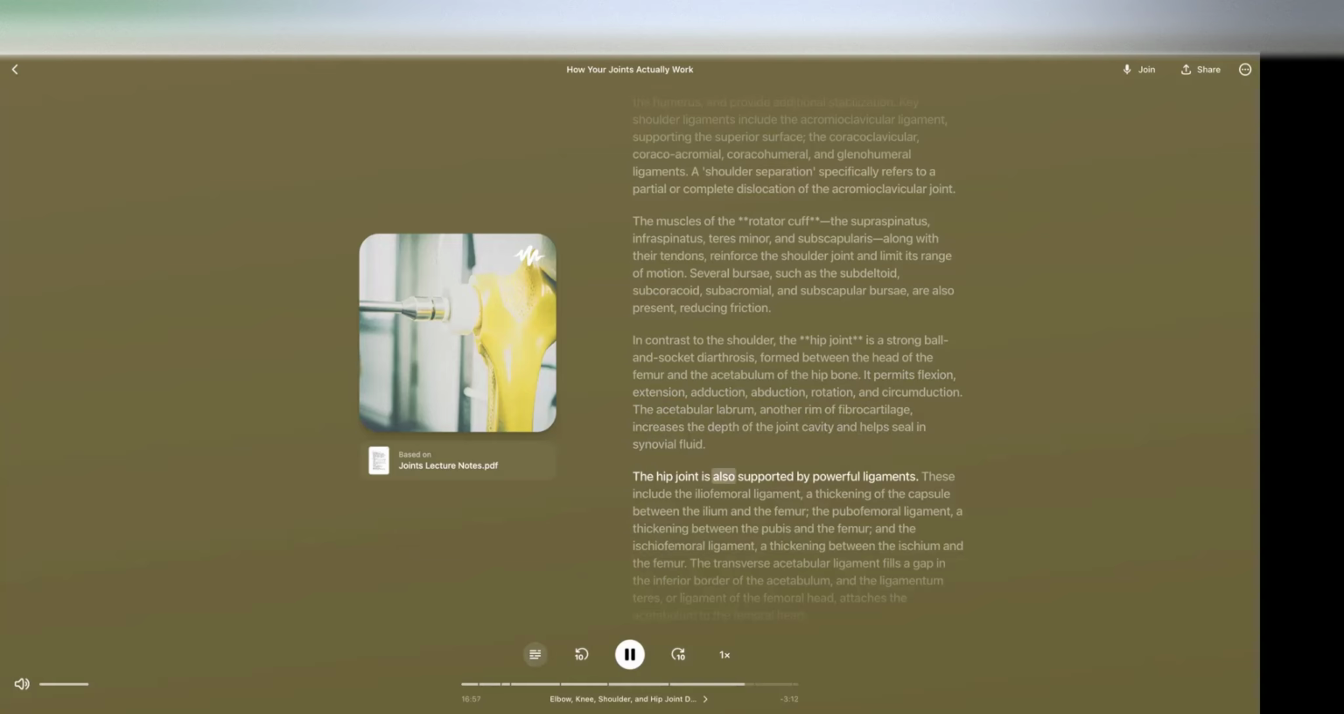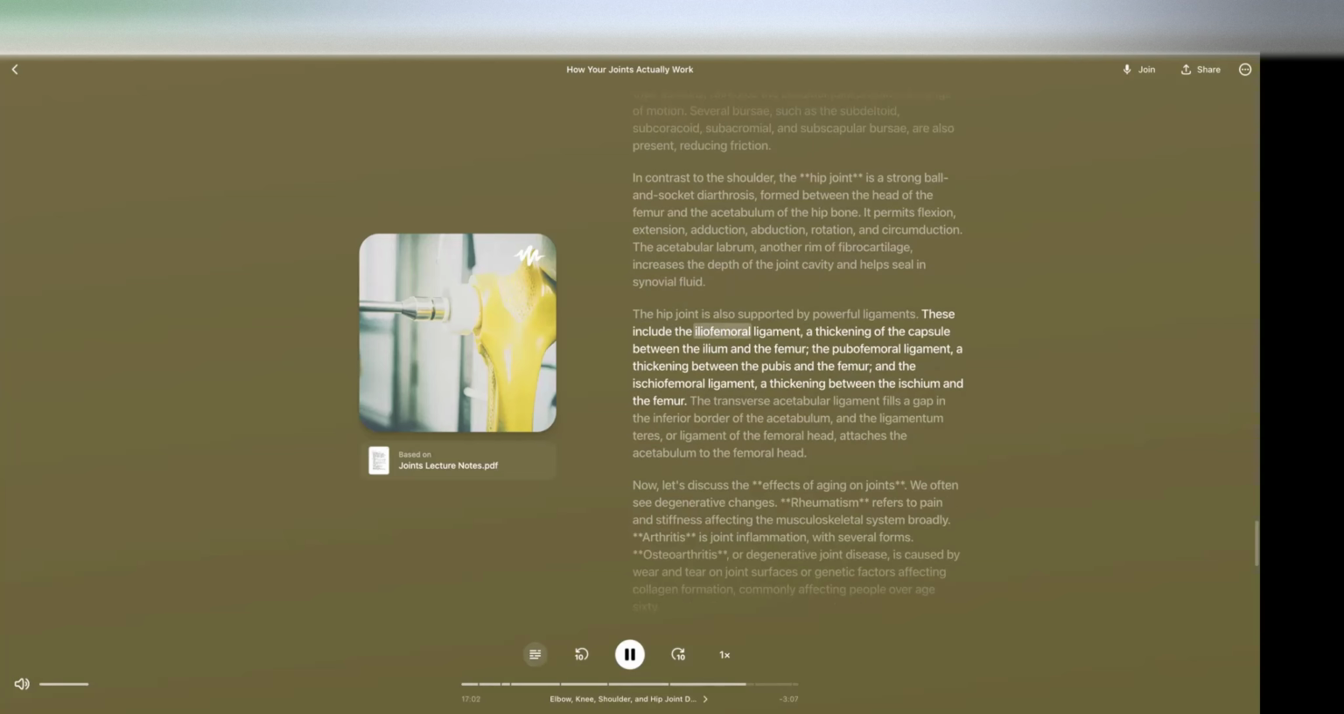The hip joint is also supported by powerful ligaments. These include the iliofemoral ligament, a thickening of the capsule between the ilium and the femur, the pubofemoral ligament, a thickening between the pubis and the femur, and the ischiofemoral ligament, a thickening between the ischium and the femur. The transverse acetabular ligament fills a gap in the inferior border of the acetabulum, and the ligamentum teres, or ligament of the femoral head, attaches the acetabulum to the femoral head.